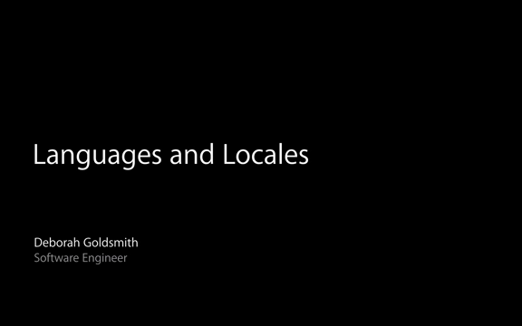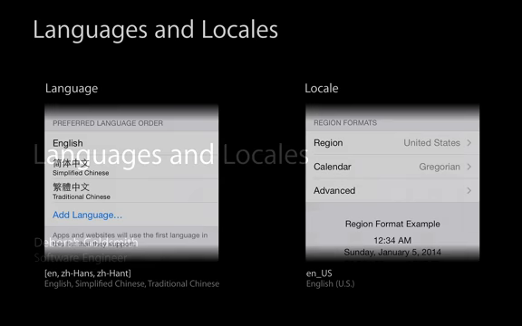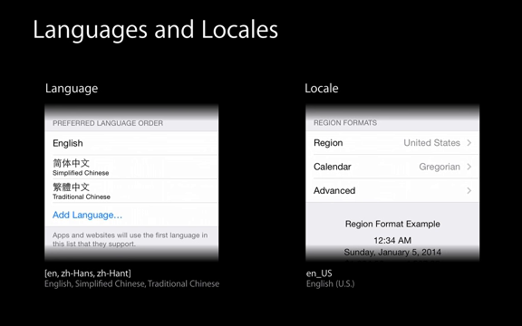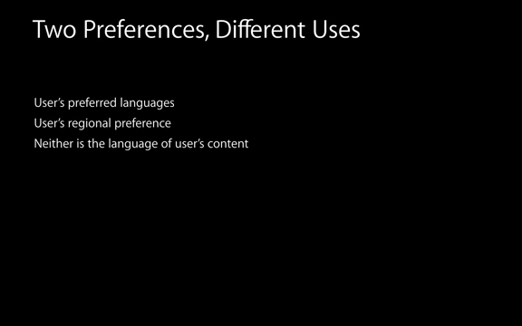Hi, everybody. Today we're going to talk about languages and locales, the differences between them, and how to use them. So Doug just showed us the new language and region settings in iOS 8. Here you can see an example. On the left, there's the language settings, and you can see there's a list of 3 languages: English, Simplified Chinese, and Traditional Chinese. On the right, you see the region or locale setting, and that's showing a region of the United States, which together with English makes a locale of U.S. English. So why are there 2 preferences?